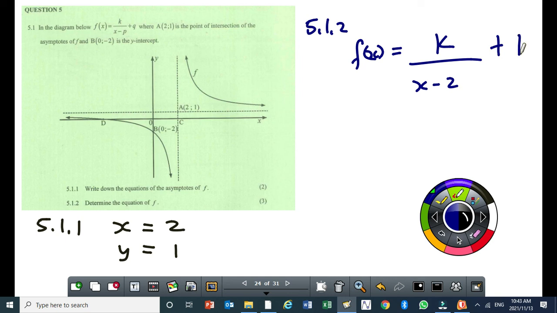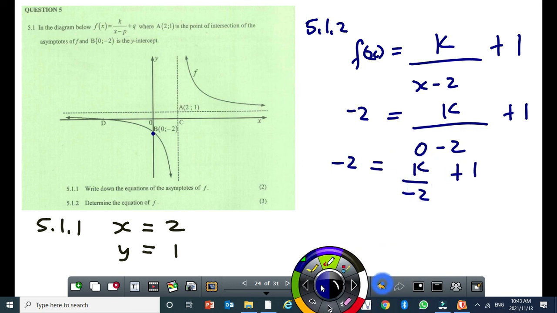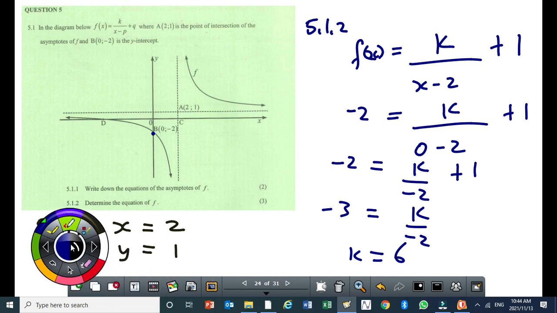Okay? All I need is to determine the value of k. To find the value of k, I have to use the point which is on the graph, and that point is point B. So y is negative 2, and then x is 0. So that will give me minus 2 equal to k divided by minus 2, plus 1. Then we can just take the 1 to the left, and we get minus 3 equal to k divided by minus 2. So k is going to be 6. Right? After finding that k, then we can write our equation.